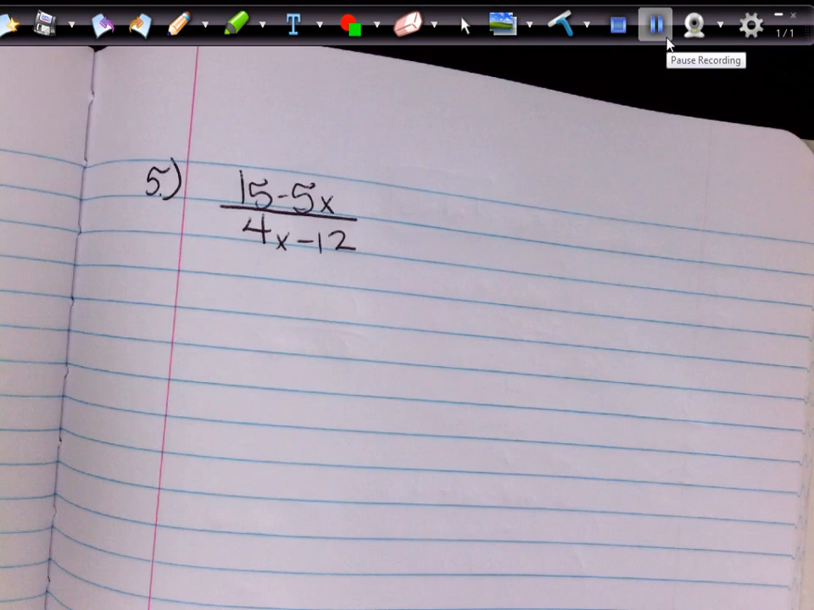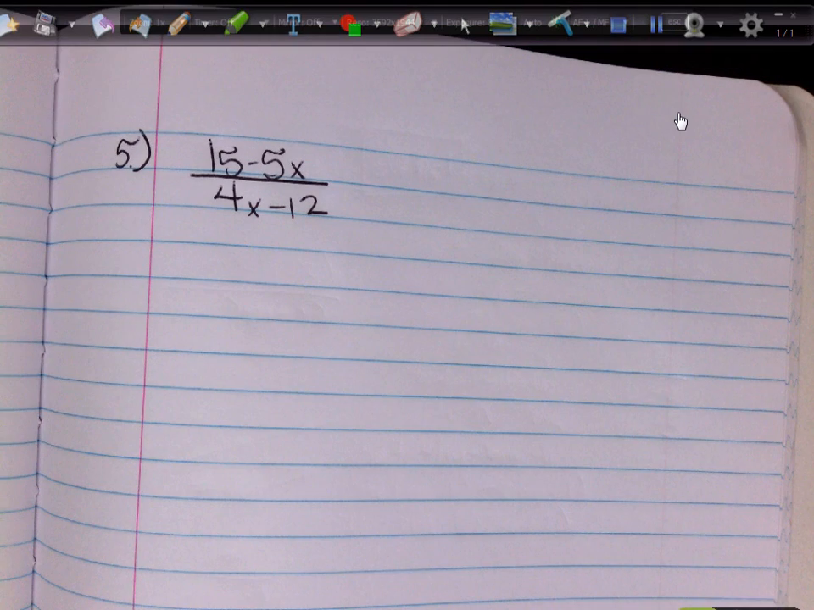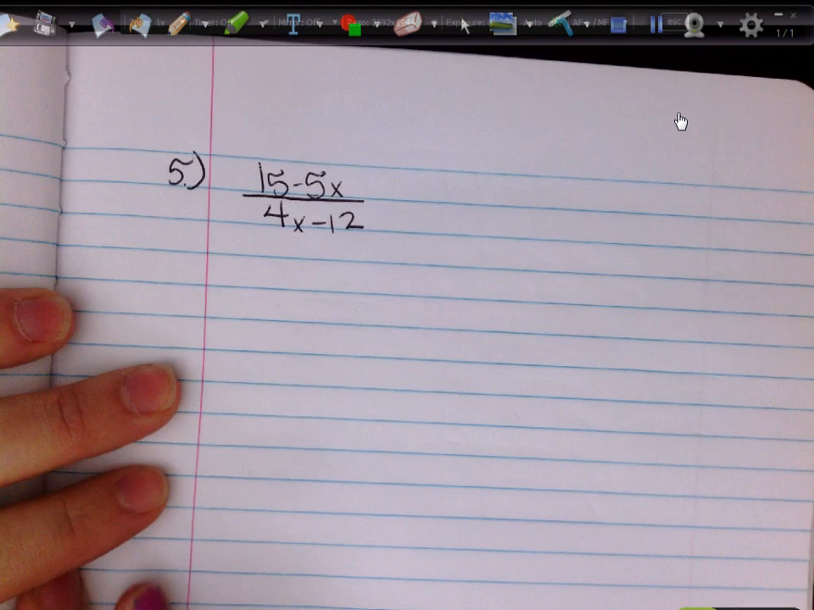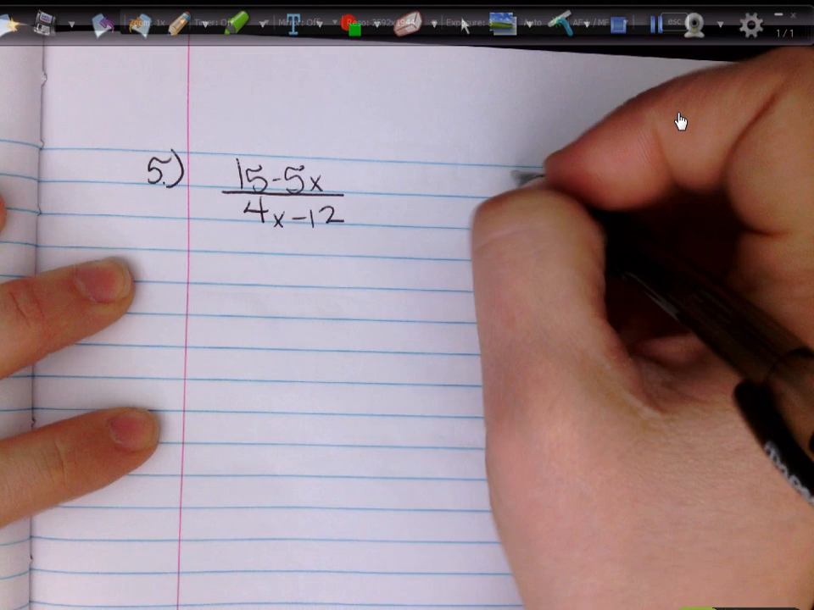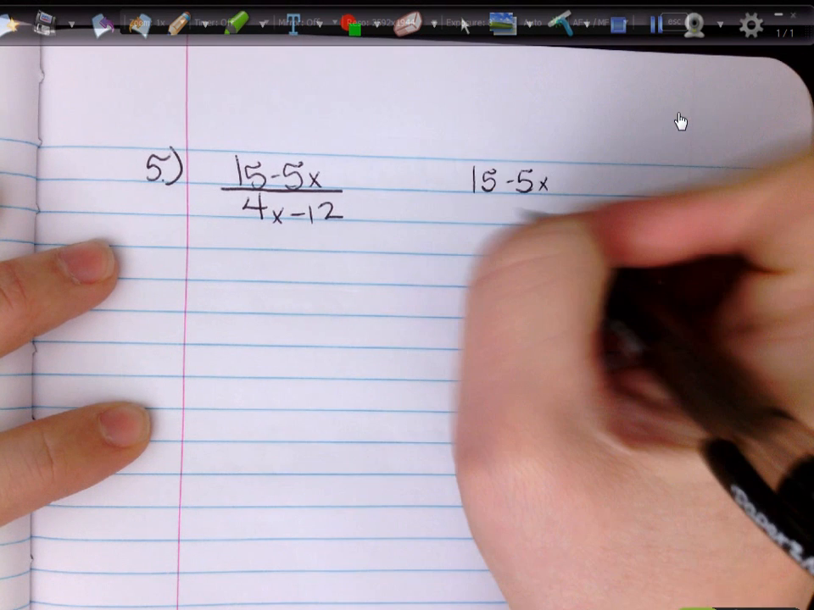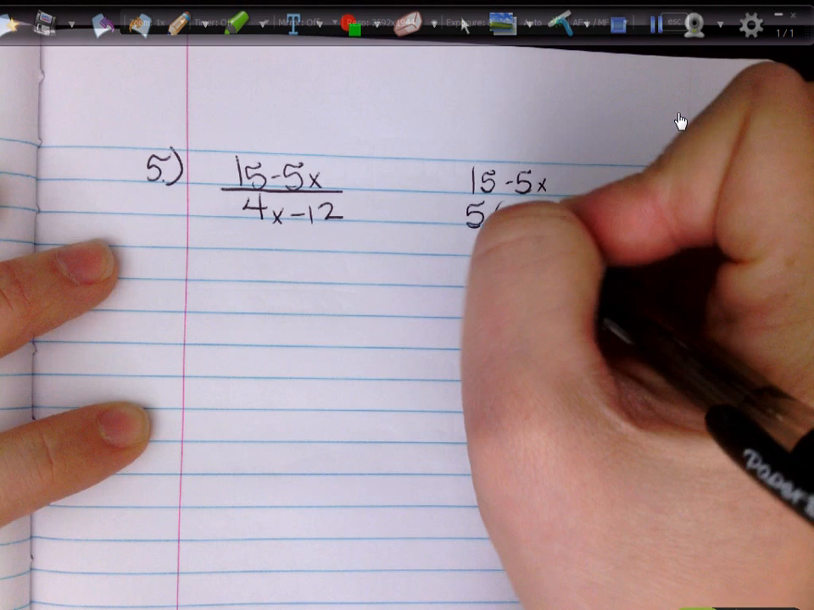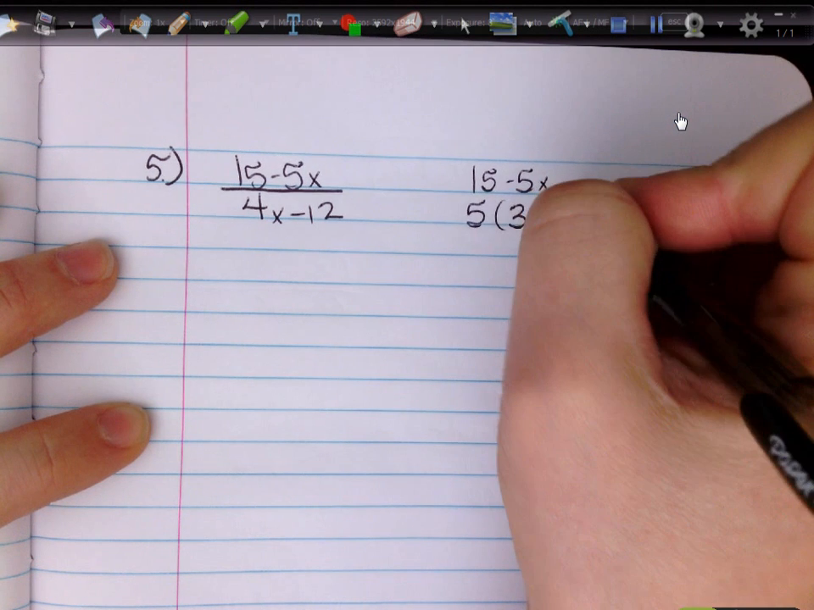Go ahead and get down number 5. It's 15 minus 5x over 4x minus 12. Now I have a binomial on the top and on the bottom, so I know that I'm going to be factoring out a GCF or perfect squares, and these are not perfect squares, so it is going to be factoring out a GCF. So on the top, I have 15 minus 5. The GCF of 15 and 5 is going to be 5, so I'm going to factor out a 5 here, and it's going to leave me with 3 minus x.